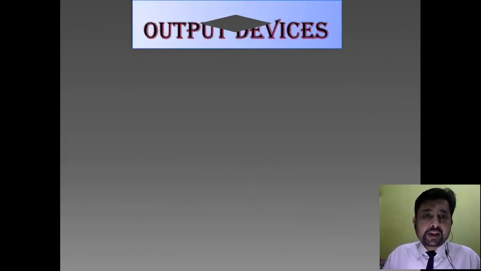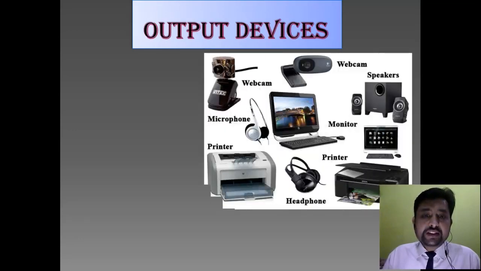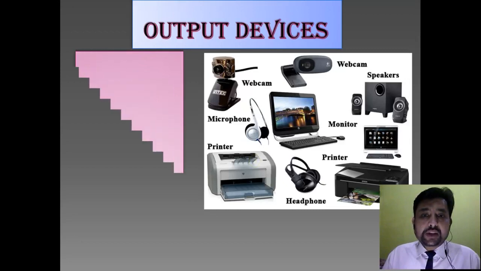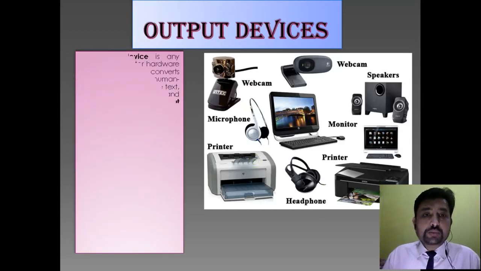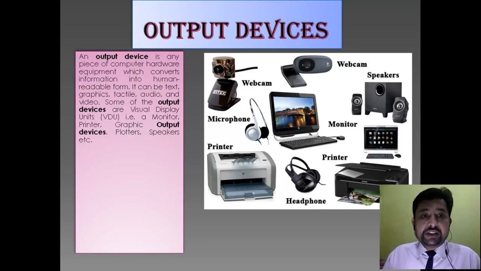So next is output devices. Here you can see a few devices related to output. So the question is, what is an output device? An output device is a piece of computer hardware equipment which converts information into human readable form. It can be text, graphics, tactile, audio and video.